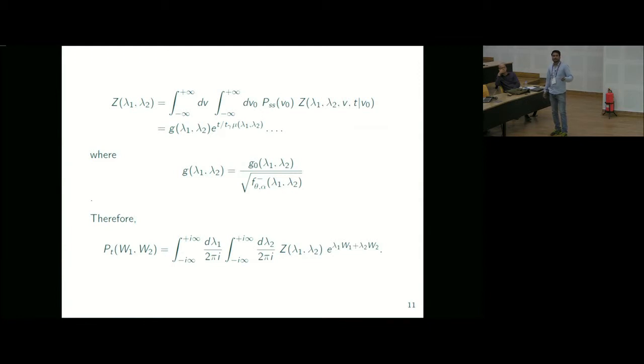And the characteristic function, you get this g(λ1, λ2) e to the power τ t, where τ is some time scale, and μ(λ1, λ2) is the largest eigenvalue of the Fokker-Planck operator. And this g(λ1, λ2) is some kind of prefactor, which is also important. So this g(λ1, λ2) is g naught divided by some function of λ1, λ2, which depends on theta and alpha also.